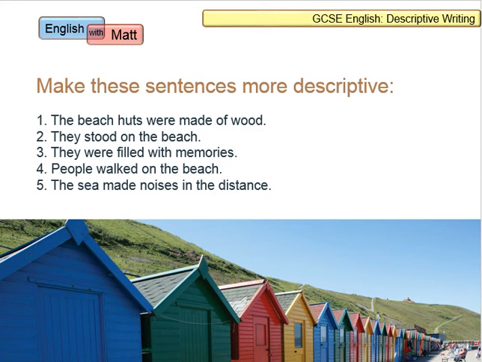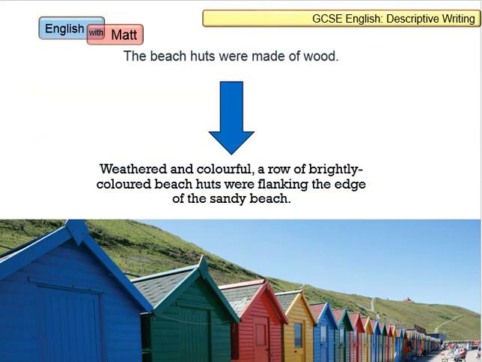So our first sentence, the beach huts were made of wood. We could change that by saying weathered and colourful, a row of brightly coloured beach huts were flanking the edge of the sandy beach. So already you can see we're starting to add in more detail. We've got adjectives that begin the sentence, so we're changing the word order. We've got punctuation like the comma in there. And we've also got words like flanking and brightly coloured, which is giving a greater sense of place and a greater sense of imagery.